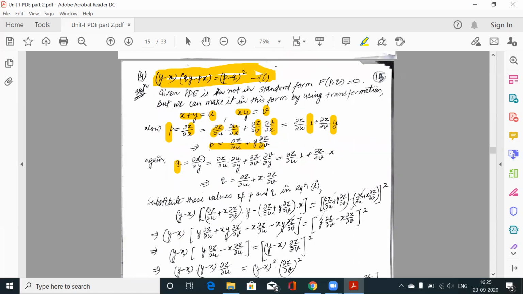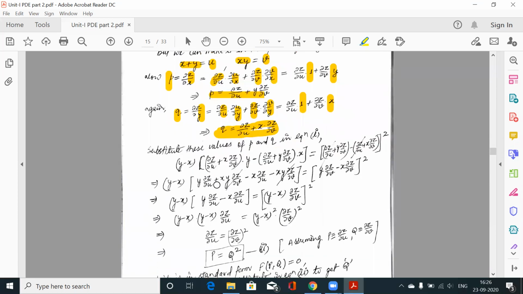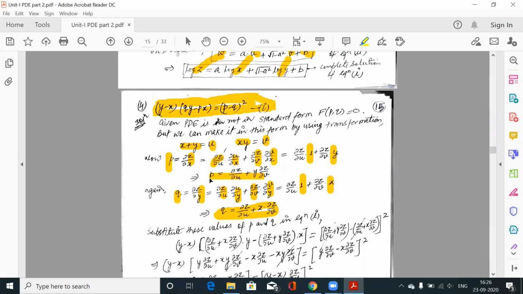Q is again del z over del y. Now again, del z over del u into del u over del y, plus del z over del v into del v over del y. Again, del u over del y is 1 and del v over del y is x. So q is del z over del u plus x del z over del v. Now we have to substitute these values of p and q in equation 1.